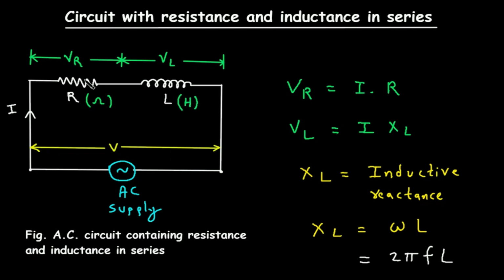Let the voltage drop across this resistor be VR and the voltage drop across this inductor be VL. The current flowing through this circuit is I. So the current is the same in resistor and inductor. Now VR is equal to I into R. According to Ohm's law, voltage is equal to current into resistance. Also, VL is equal to I into XL, where this XL is the inductive reactance.